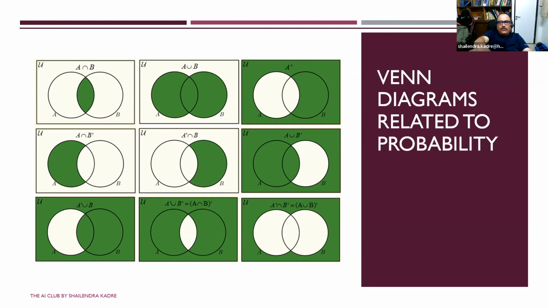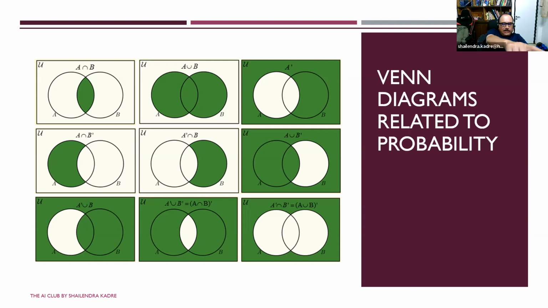Now, what is this? A dash union B. Is it clear to you? At the end of these slides, we'll work out how to calculate all this. I just want you to understand. A dash means nothing of A, 1 minus A, union B. So all the green part is A dash union B. Is it understood?